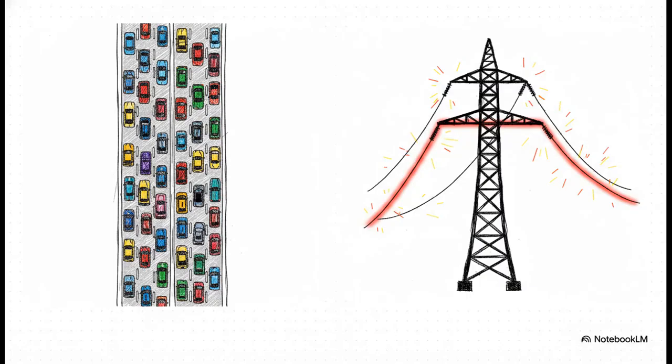A great way to think about this is to compare a transmission line to a highway. A highway can only handle so many cars per hour before you get total gridlock, right? Well, a power line is the exact same way. It has a thermal limit. If you exceed it, you've got a major problem on your hands.